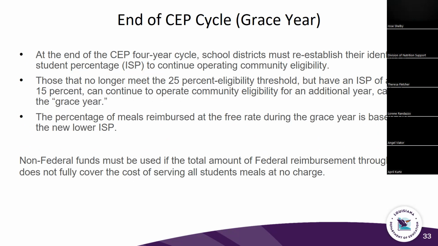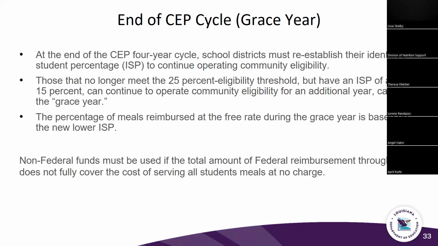End of CEP cycle or grace year. At the end of the CEP 4-year cycle, school districts must reestablish their identified student percentage to operate community eligibility. What if the SFA does not have an identified student percentage of 25% or higher in year 4 of the cycle? In this situation, the SFA may be eligible to stay on the option for an additional year grace period. In order to be eligible for this grace period, the identified student percentage in year 4 of the last cycle must be between 15 and 25%.